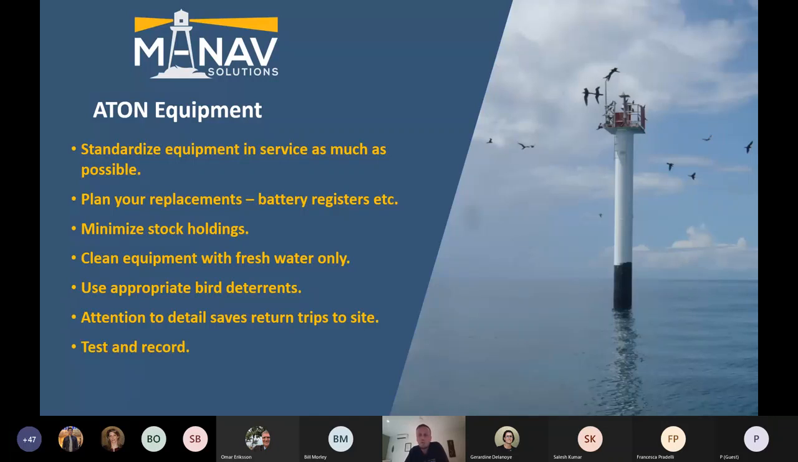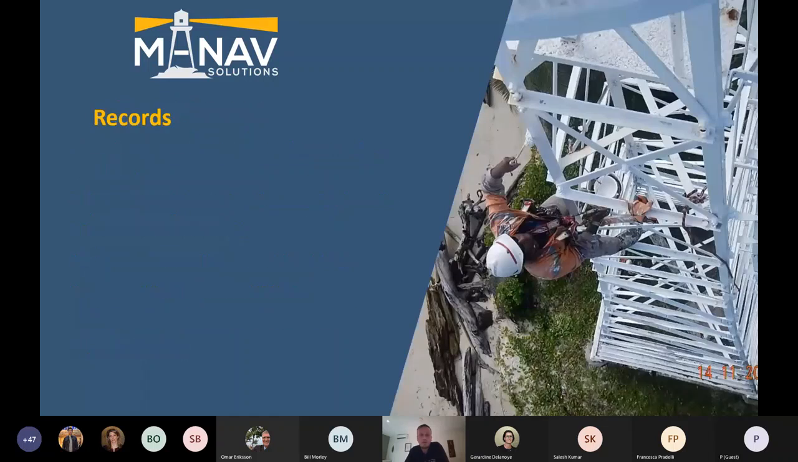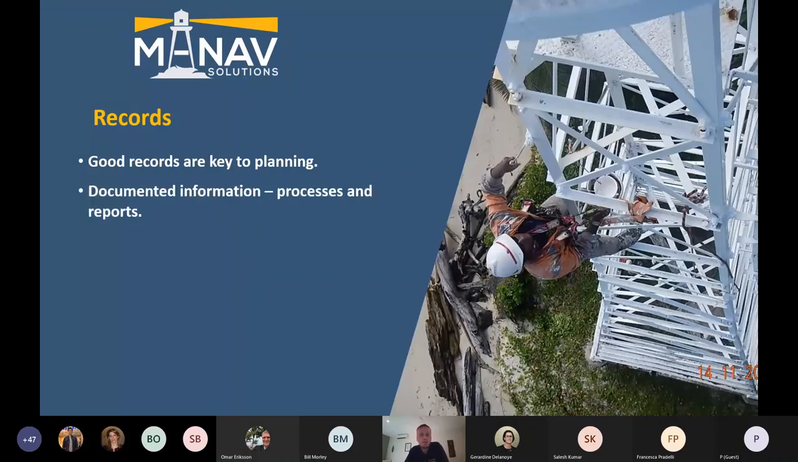And test and record. So everything you do on site, test it, and make sure that you record everything that you do. So records are key to planning, they're key to planning maintenance, they're key to planning budgeting. You should use documented information, so use controlled reports, use spreadsheets, even use software if you have it. Keep those processes recorded, keep your reports easily accessible.